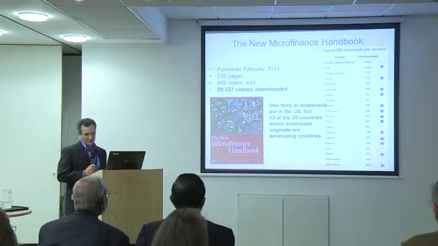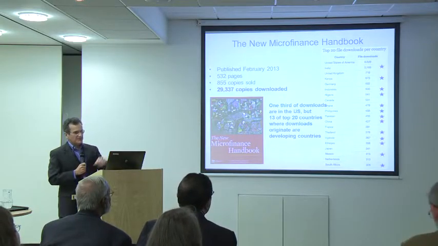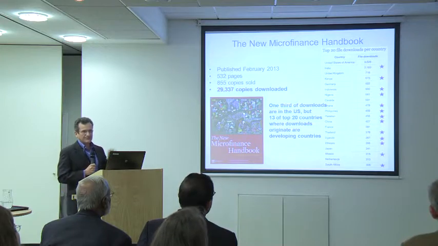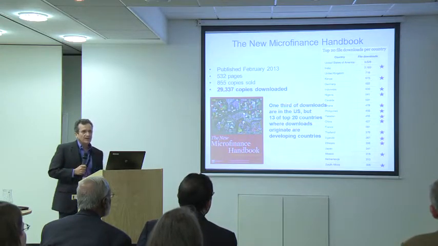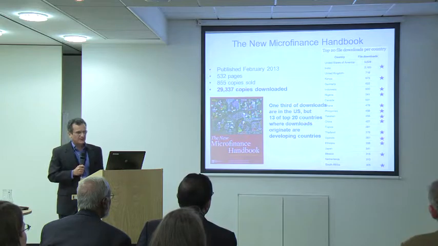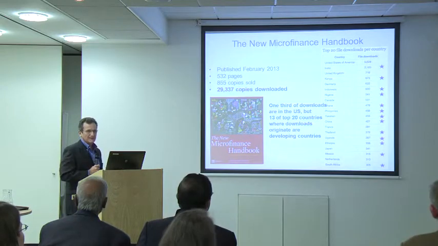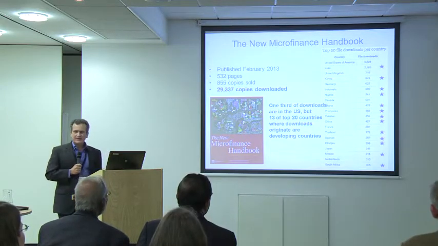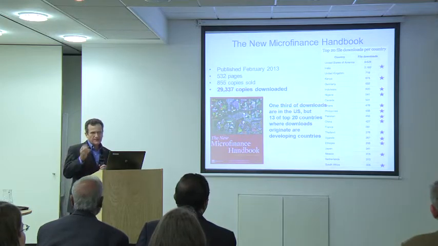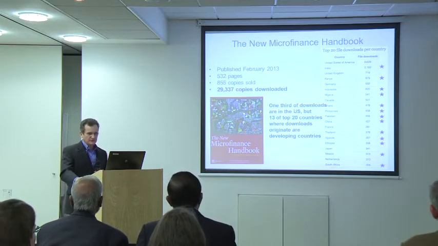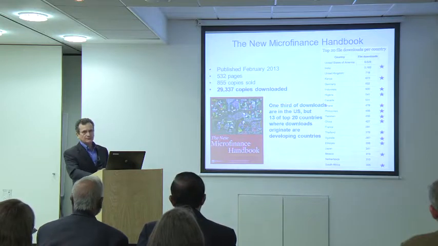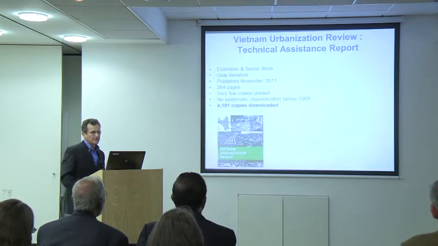Now, where has that book been downloaded? One third of the downloads are in the US, but 13 of the top 20 countries where the downloads originate are developing countries, and those are the ones that are starred. And I apologize for the size here. I did this on my Mac, and it doesn't translate well all the time. It is surprising that Bangladesh is not here, but India is, and you see the downloads by country. To me, that's a pretty remarkable result, 30,000 copies of a book that was published in February, 530 pages.